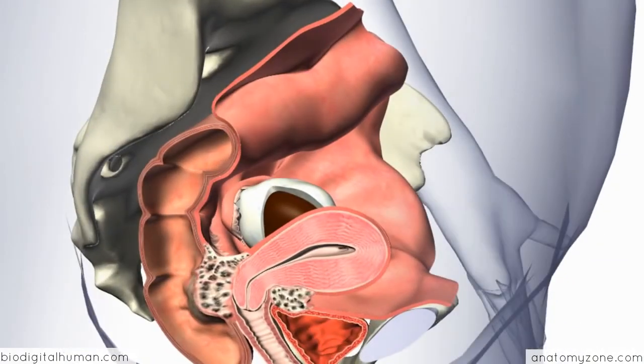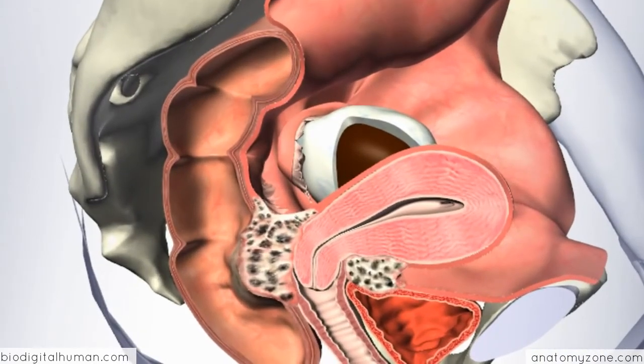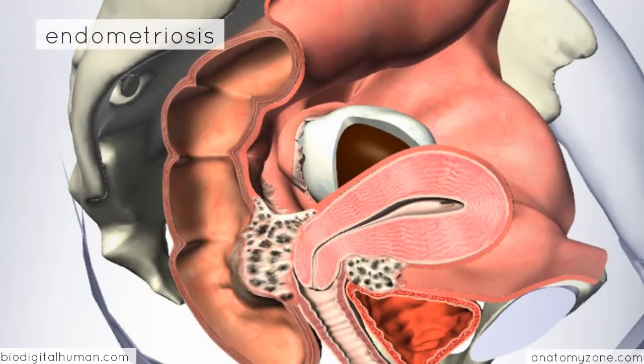Another common condition, which doesn't really directly relate to the uterus itself, but I'm mentioning it here because it's a condition that's characterized by ectopic endometrial tissue. So you get areas of endometrial tissue that is out of place, and this condition is known as endometriosis.